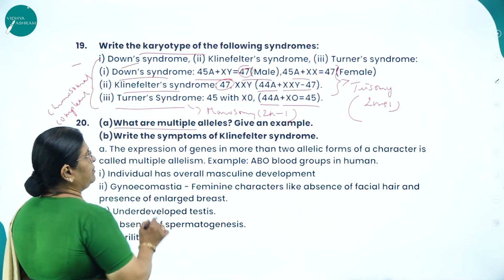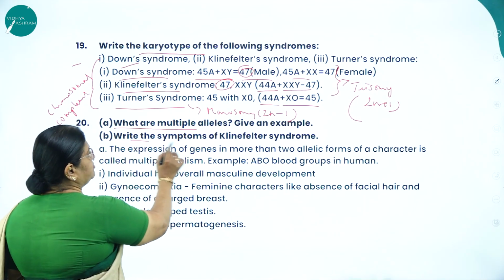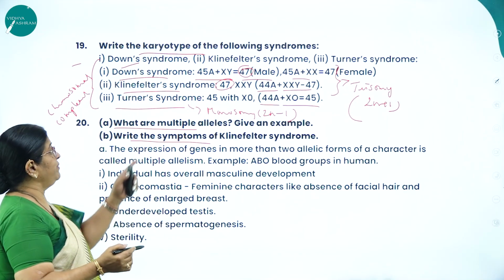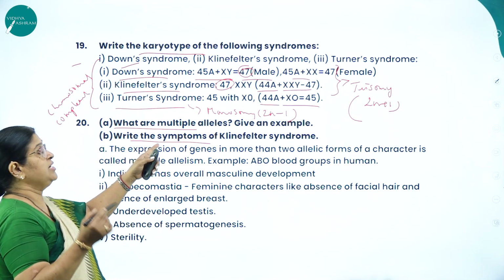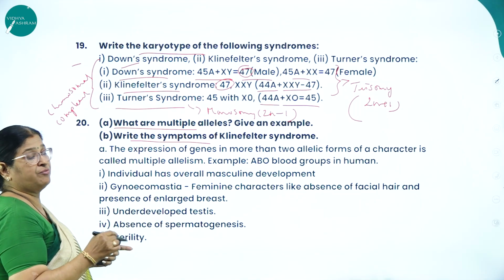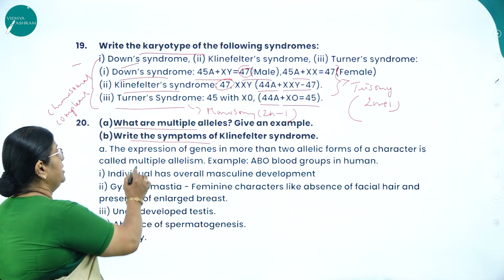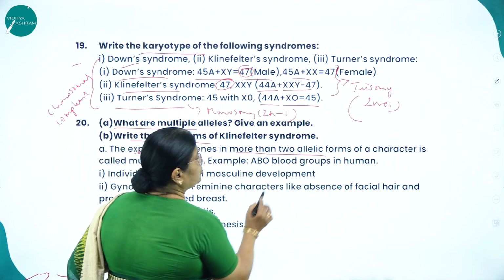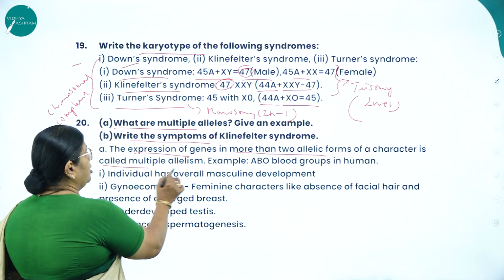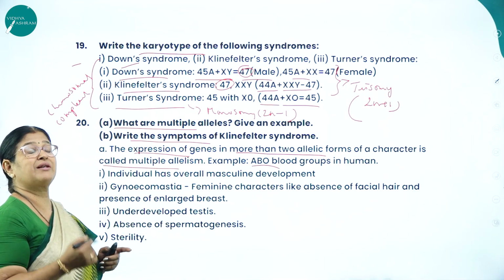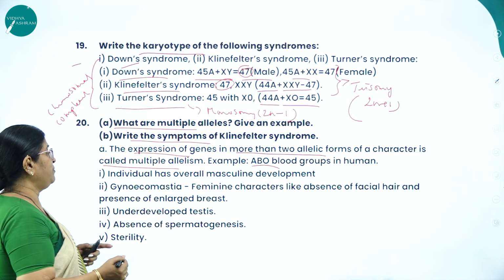Next, what are multiple alleles? Give an example. Write the symptoms of Klinefelter syndrome. Here we asked the chromosomal complement, but it's a split question which asks the symptoms of Klinefelter syndrome, which is seen only in males. So what are multiple alleles? Give an example. The expression of genes in more than 2 allelic forms of a character is called multiple allelism. Example, the occurrence of ABO blood group is a classical example for multiple allelism.